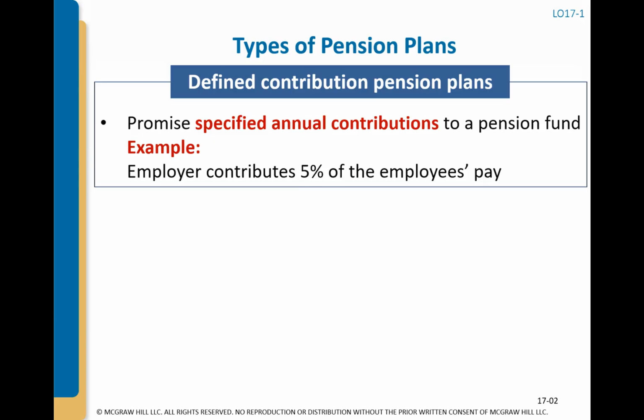The first one is the defined contribution pension plan. Think of it like a 401k, where the employer contributes a certain percentage of an employee's salary, and then the employee gets to direct how those funds are invested. Upon retirement, the employee receives whatever is in that fund in their 401k plan, if you will. So there's no guarantee as to how much they will get upon retirement.